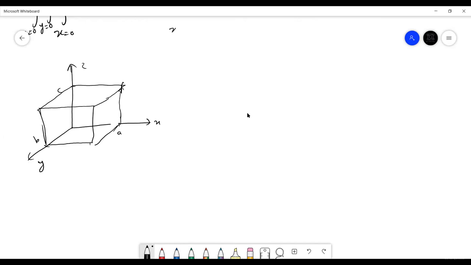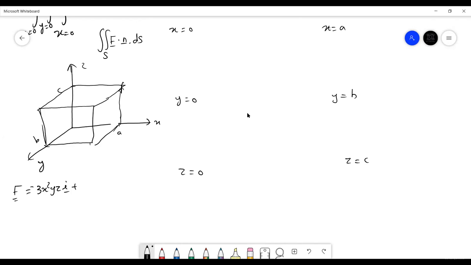That is when x equals 0 and x equals a, when y equals 0 and y equals b, and when z equals 0 and z equals c. At each instance, we have to find the surface integral of F dot n dS. We know what F is: it is 3x squared yz i plus 3xy squared z j plus 6xyz squared k.